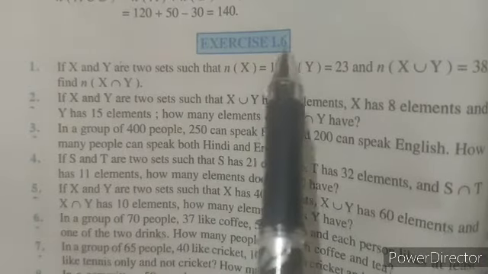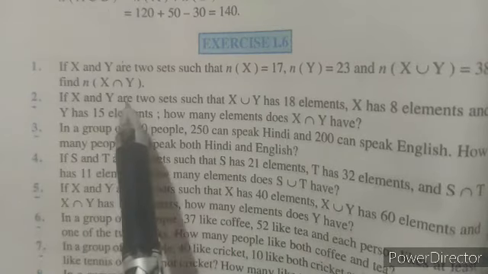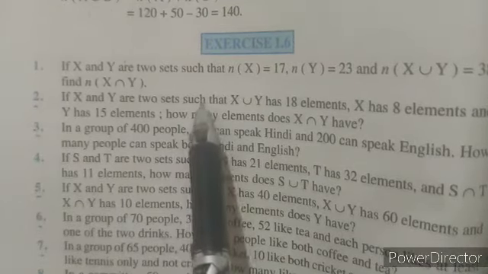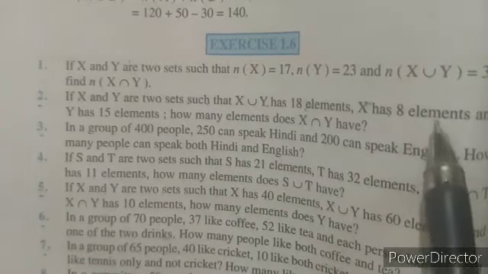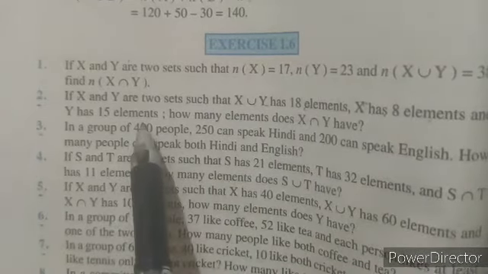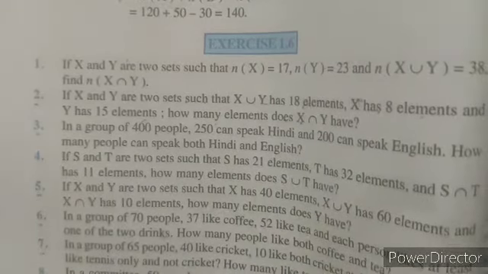Now in exercise 1.6, question number 2: if X and Y are two sets such that n(X union Y) is equal to 18, X has 8 elements and Y has 15 elements, how many elements does X intersection Y have?